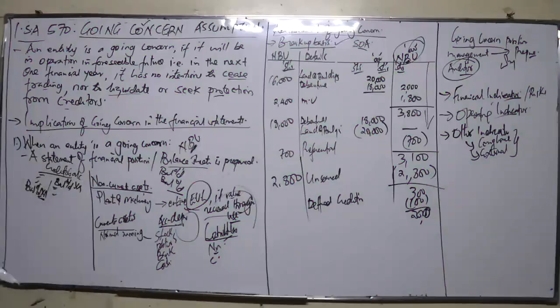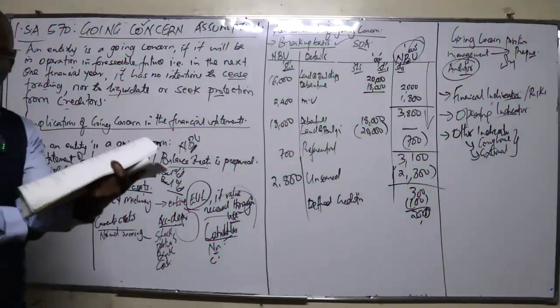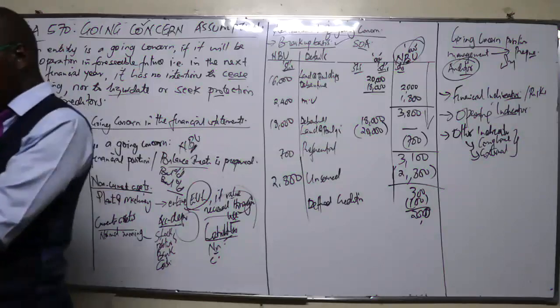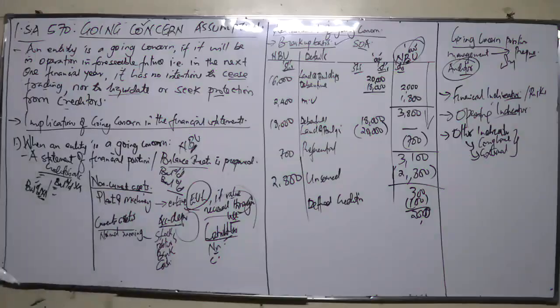Next, current liabilities exceeding current assets, and so many other points that we can list down there. Let's look at B, operating indicators.